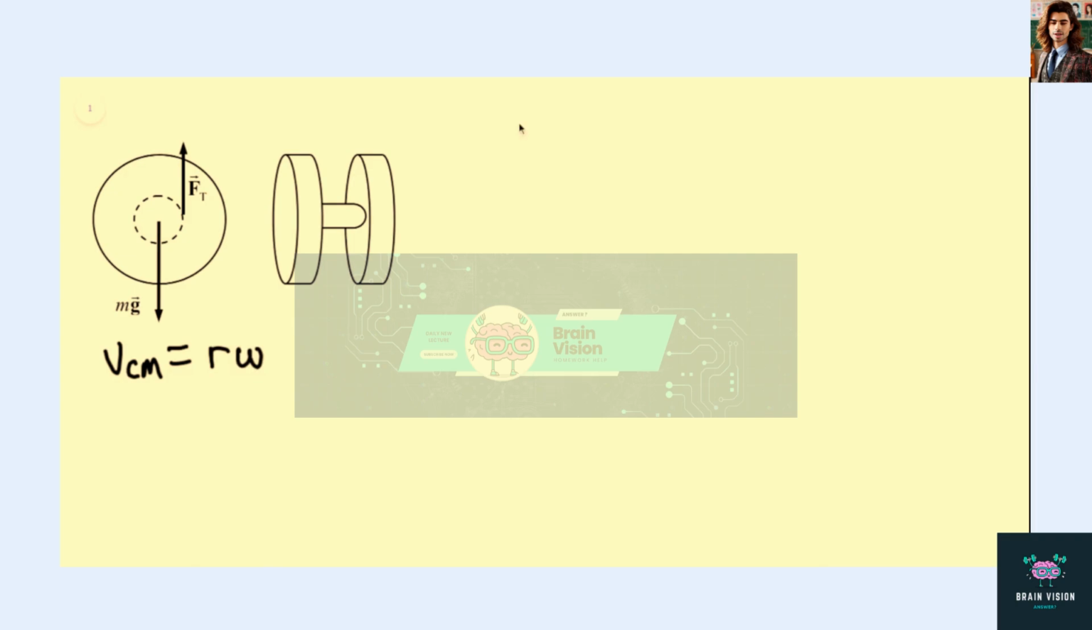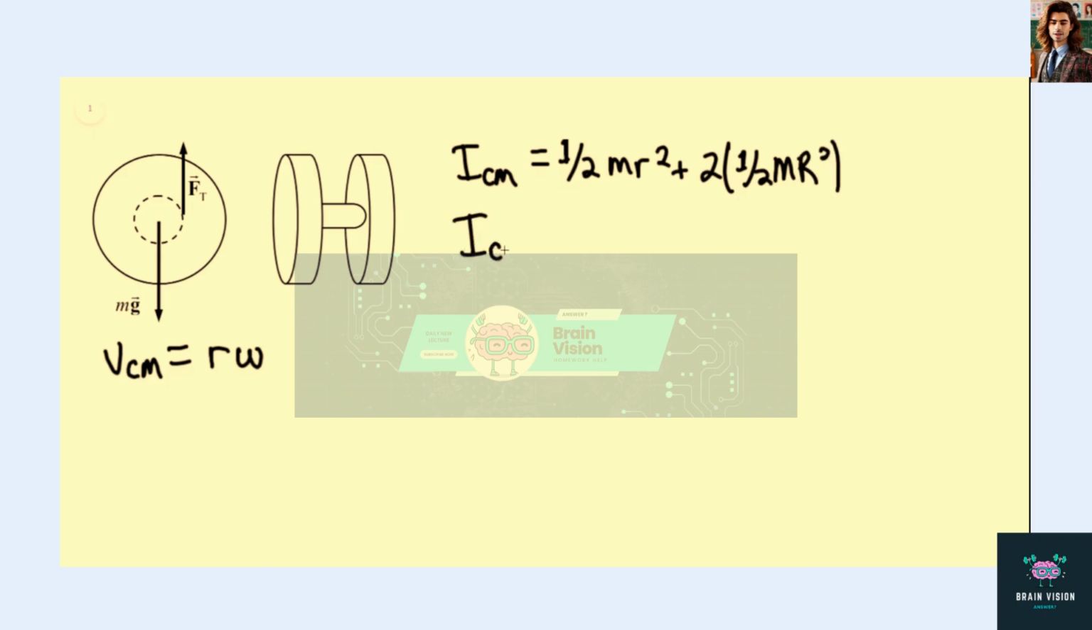We're going to calculate the moment of inertia. This would equal the moment of inertia of a disk, 1/2 mr squared, plus 2 times 1/2 MR squared. Lowercase m is the mass of the inner hub, and capital M is the mass of each outer disk. Lowercase r would be the radius of the inner hub, and capital R would be the radius of the two outer disks.